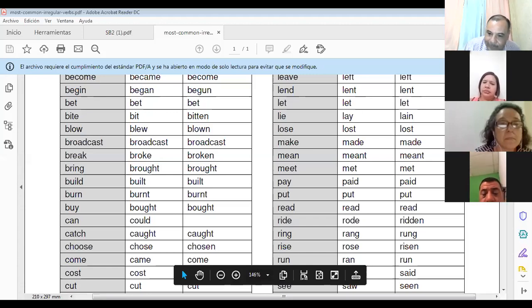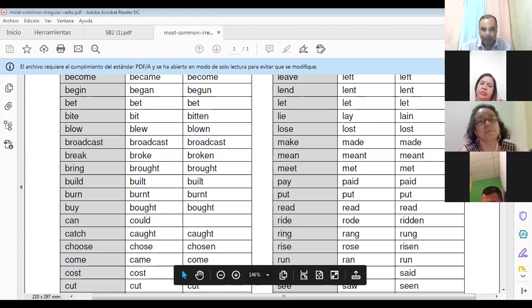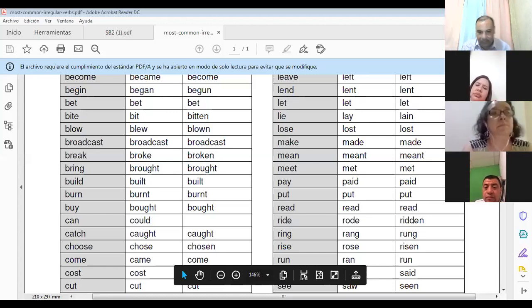Are we clear? Okay, that's what I want you to know. And when do you use it? When you want to talk about an action that began in the past, and today that action is still active. Okay, it's still happening at present and it might continue into the future. Very good. Now it's time for exercises.